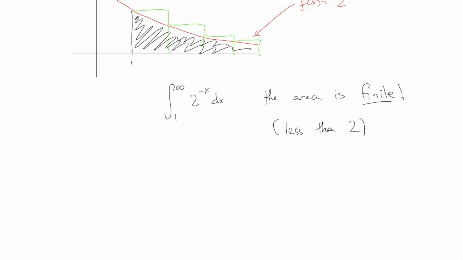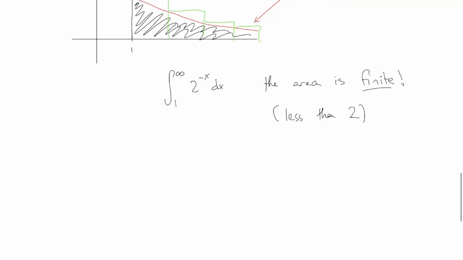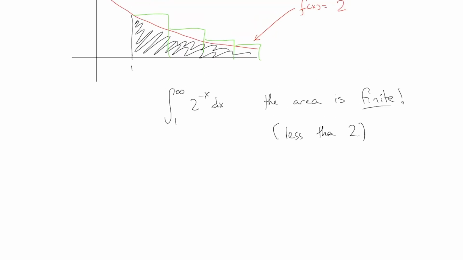But anyway, can we discuss how we could actually calculate this area? I said last time it was less than 2. It's not equal to 2. 2 is the area of all these boxes together, and you can tell just by looking that the shaded area is less than that, because it's smaller than the boxes. How could we actually calculate this?